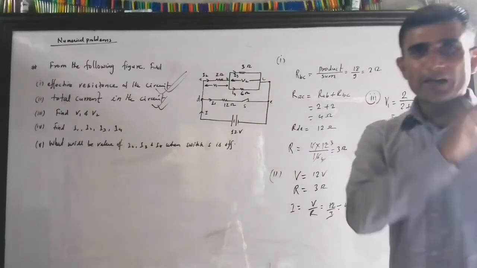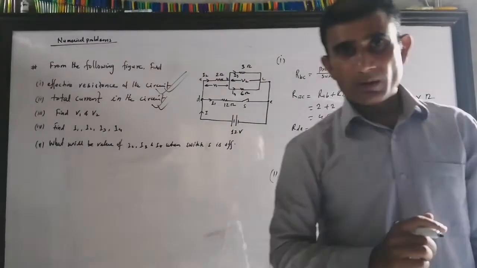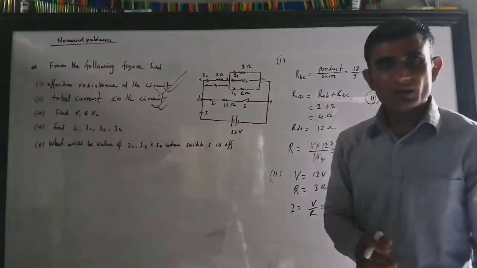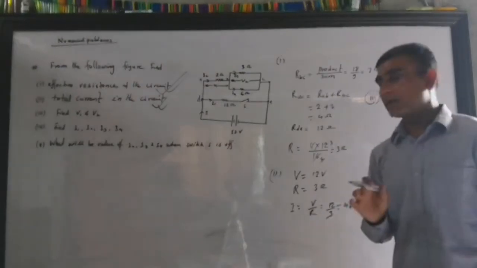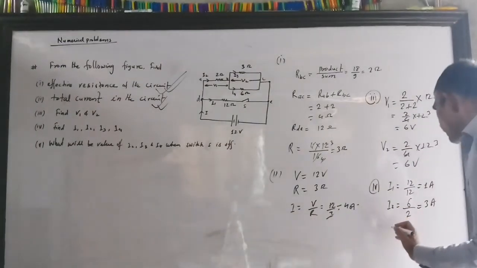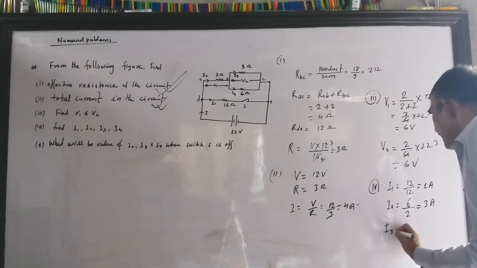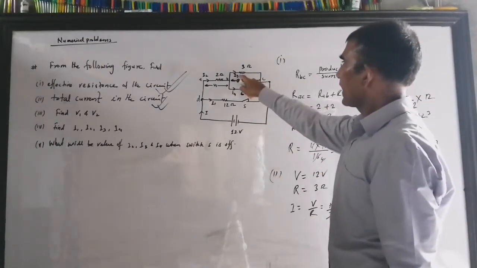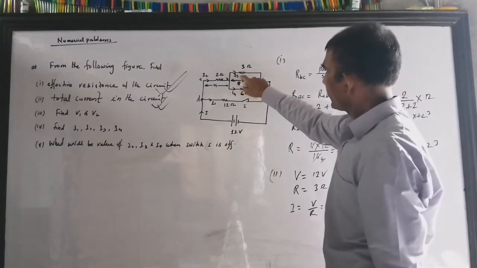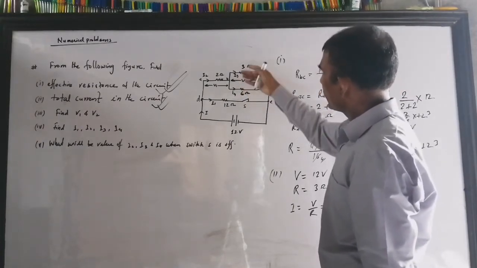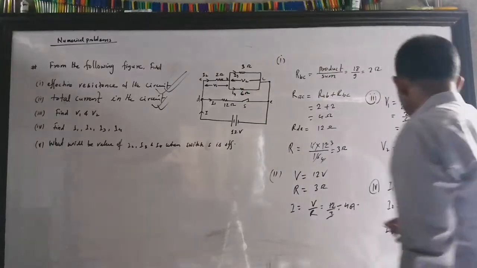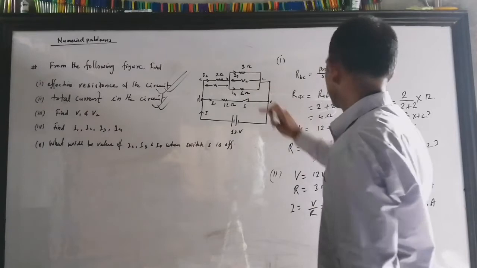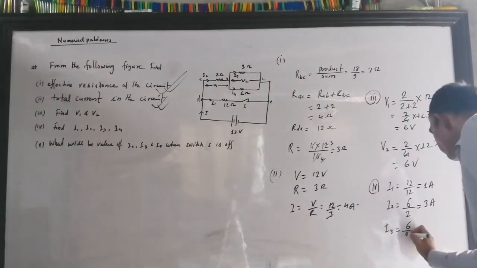And I have told you about the current divider also. Do you remember? If not, then you have to go and watch that video to get a better concept. Still, I am explaining here also. Okay, now next I have to find I3. And I3 is in the upper branch, and the current divider says that if you want to find the current in the 3 ohm resistance, then we have to take the other resistance, that is 6 ohm. So this is the 6 ohm. Again the total resistance in the parallel is 3 plus 6. 3 plus 6 is 9.